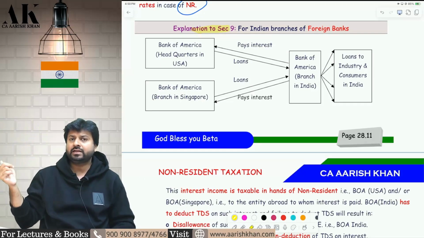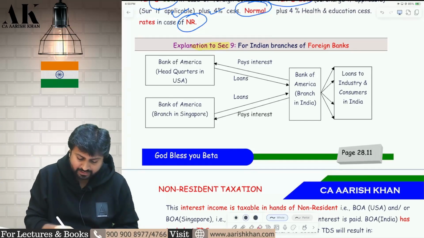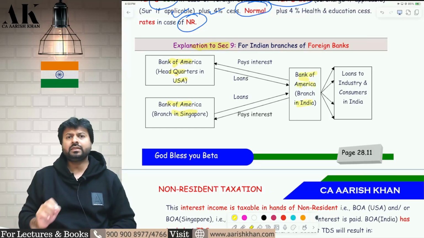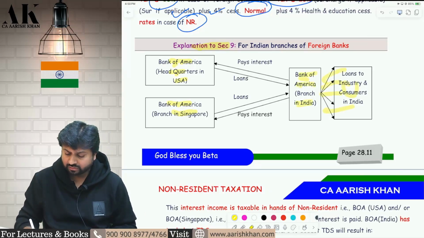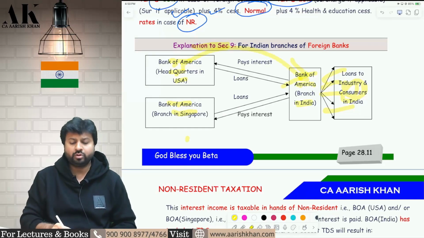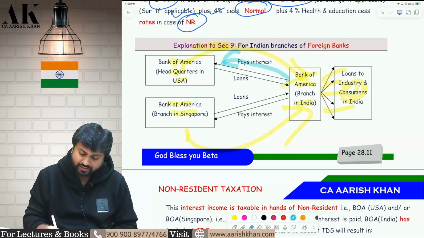Suppose there is Bank of America, which has an Indian branch in India. Let me give you an example. This is Bank of America headquarters in USA. This is Bank of America Singapore branch. This is Bank of America Indian branch. Now, if they want to give loans in India to consumers in India, from where are they going to get the money? The head office will give them loan and the Singapore branch will give them loan. In return, they will pay them what? Interest.